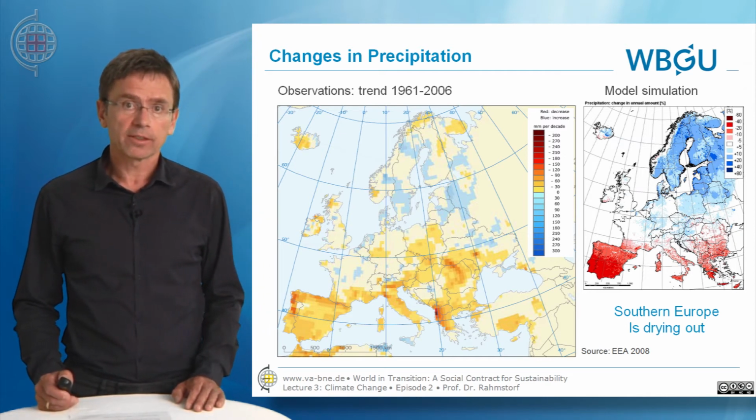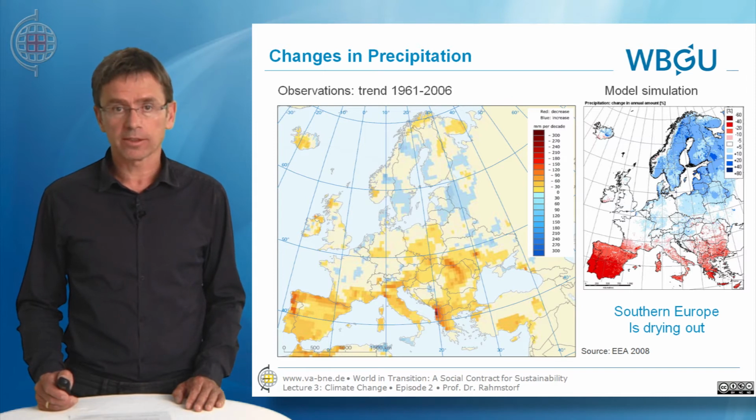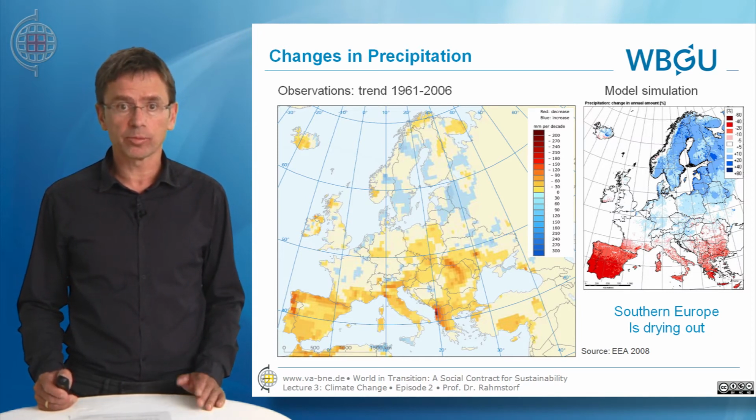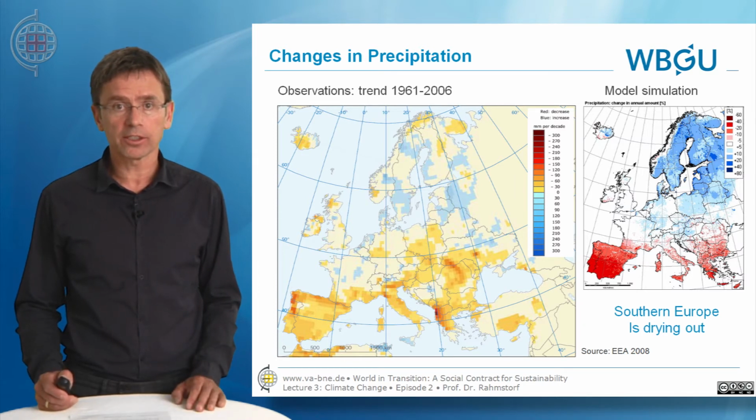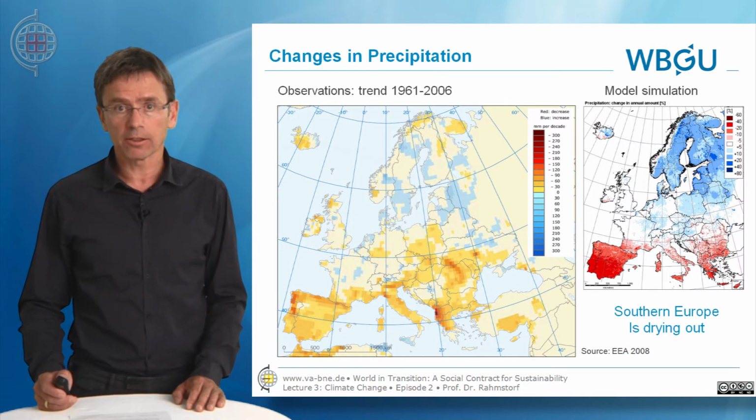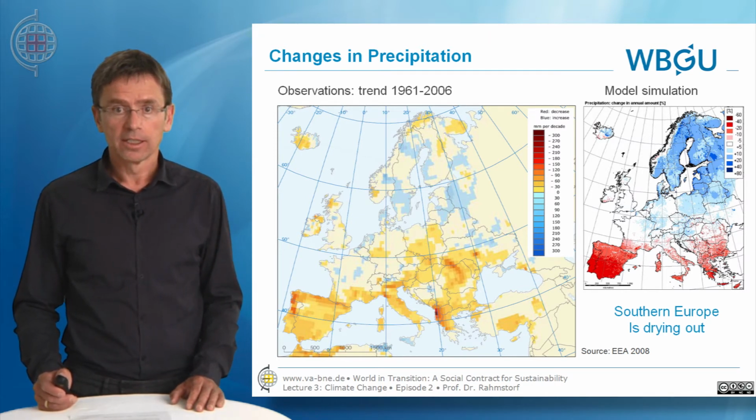Because in many ways, rainfall is more important to us, certainly for agriculture, than the temperatures are. And the large map shows the observed increase or decrease in precipitation in Europe. Blue is increase and yellow is a decrease. And you can see that basically the Mediterranean countries have been getting a lot drier in the last decades.